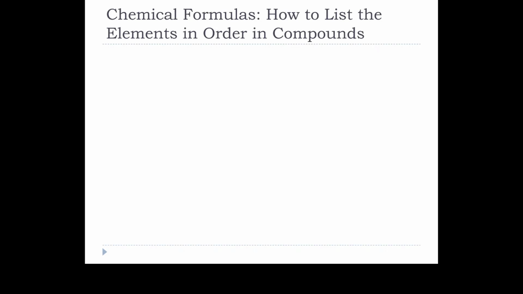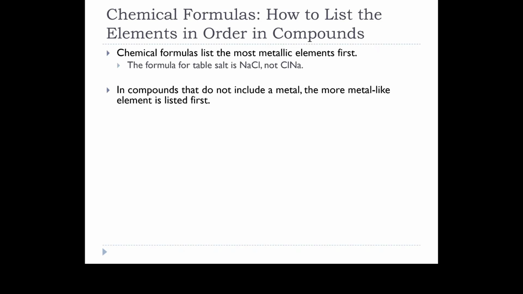So how do we know what order to list elements in if we're making a compound, right? So table salt, sodium chloride. How do I know the sodium comes first and the chloride comes second? Why is it NaCl and not ClNa? The things that are more metal-like come first.